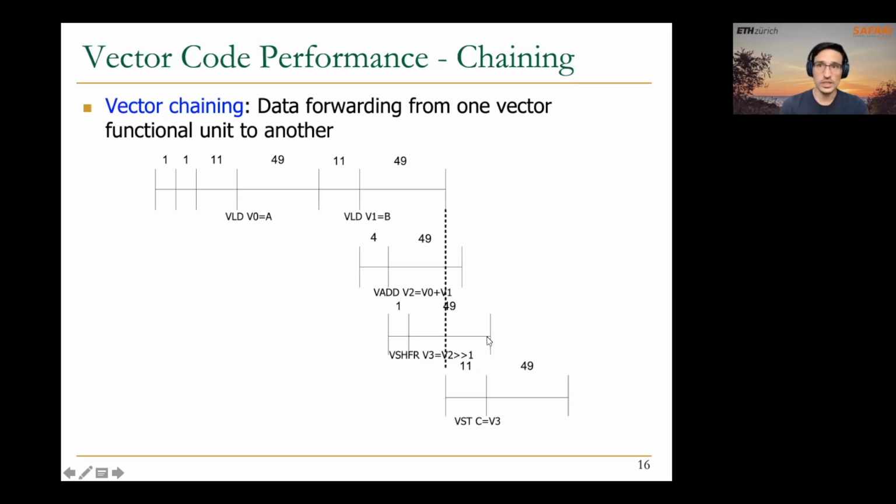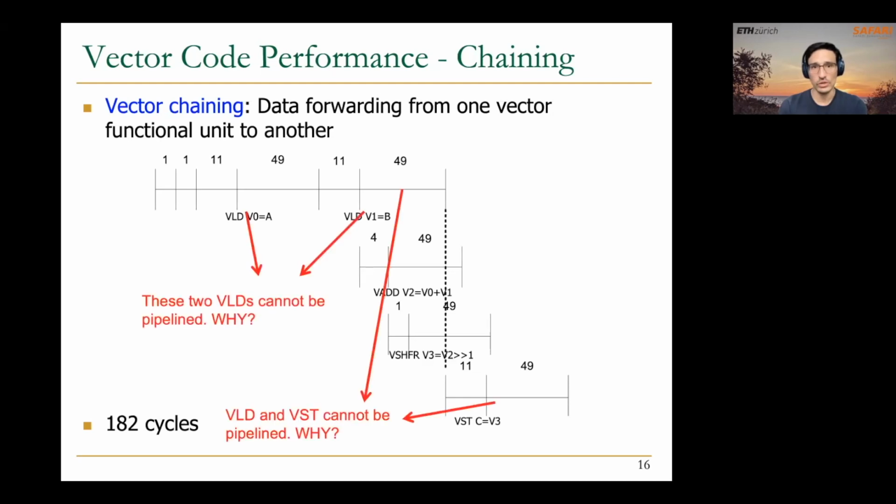Notice that in this particular case, because we have only one memory port that we use for both loads and stores, we cannot start the store operation until the vector load of array B is completed. But at least we are already optimizing the execution of this code with respect to the previous slide. And now we managed to reduce the total execution time to 182 cycles. But still, we can do it better.